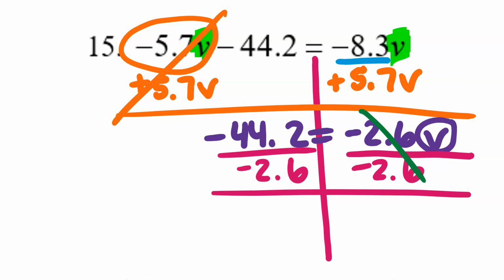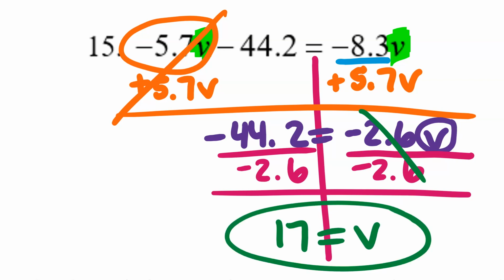So 44, I've got to do that in my calculator too. 0.2 divided by 2.6 is 17. So even though I started with decimals, I still got a pretty nice answer. And I was able to do that in my calculator, so not a big deal on that one.